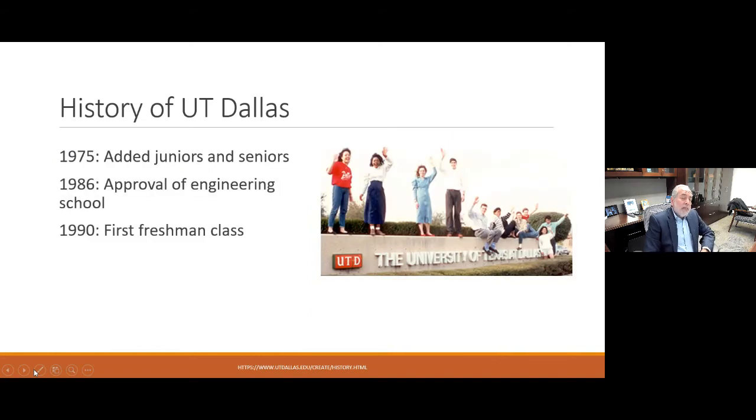If I can have the next slide. It was in 1975 that the institution added juniors and seniors. So before that, it was exclusively a graduate institution, masters and PhDs, like many of you are. In 1975, they added the juniors and the seniors. And in 1986, we approved the engineering school. And it was not until 1990 that the first freshman class entered UT Dallas.